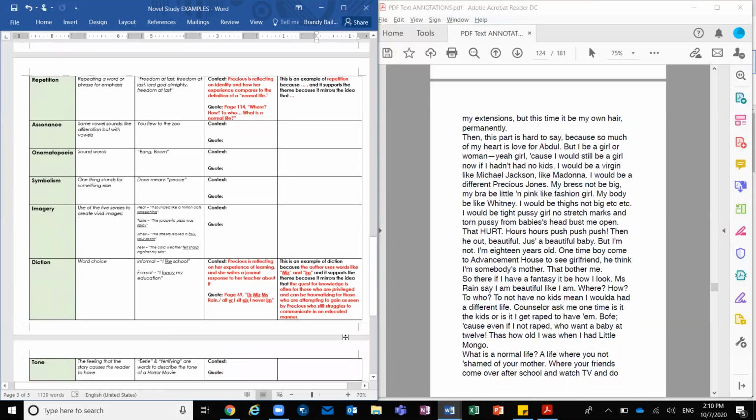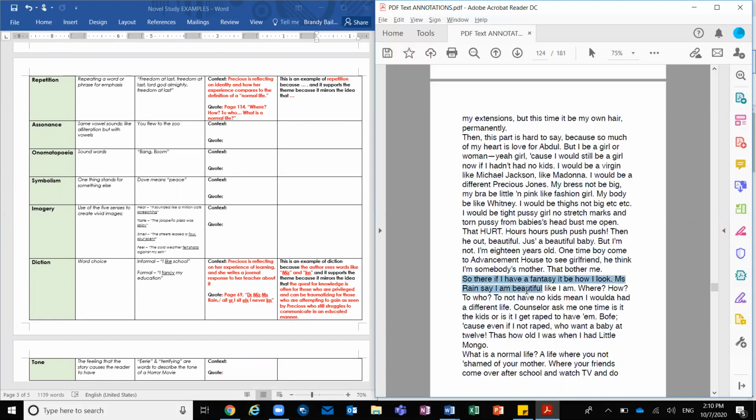are evident. So here she says, "So if I have a fantasy, it be how I look. Miss Rain say I'm beautiful like I am. Where, how, to who?" So if you notice, she's got this repetition going, and she really is repeating this question-like attitude. Even down here, she says, "What is a normal life?"